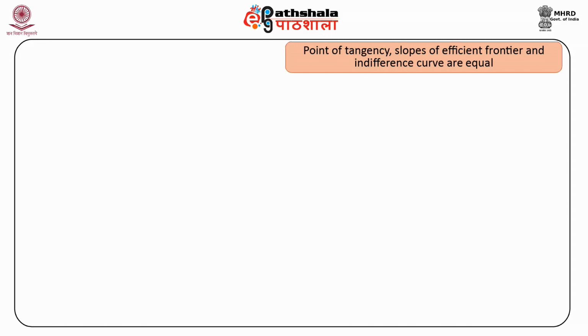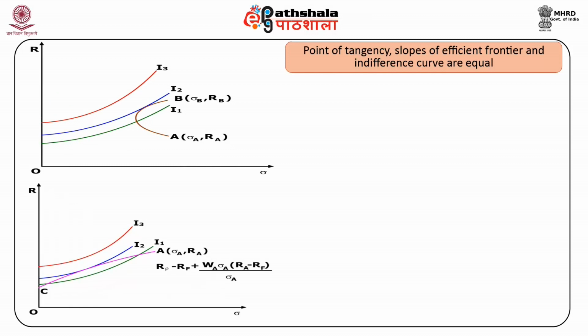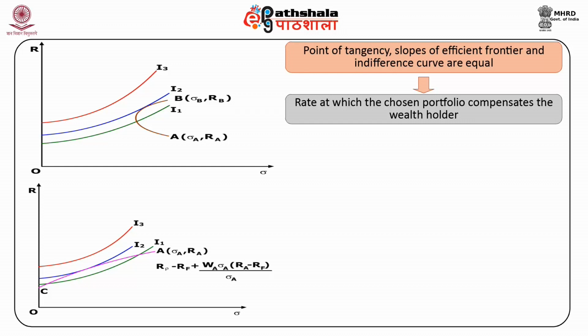This has been illustrated in Figure 5 and Figure 6, which are applicable to the cases of portfolios with two risky assets in the first case and one risk-free asset and one risky asset in the second case, respectively. The equality of the slopes of the efficiency frontier and the indifference curve implies that the rate at which the chosen portfolio compensates the wealth holder for taking risk at the margin exactly equals the marginal rate of compensation required by the wealth holder. There is only one portfolio that satisfies this condition.